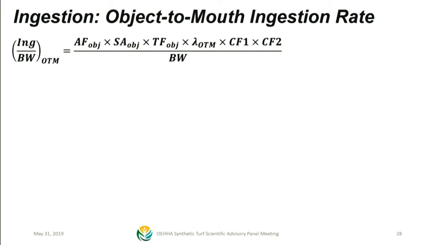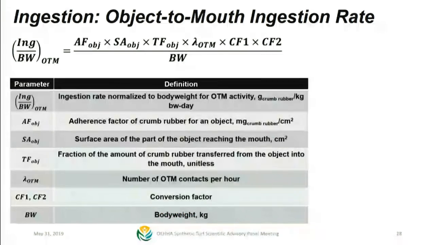So here's the equation to calculate the object-to-mouth ingestion rate. It's a function of adherence of crumb to the object and then the amount of particles that may be transferred from the object into the mouth.